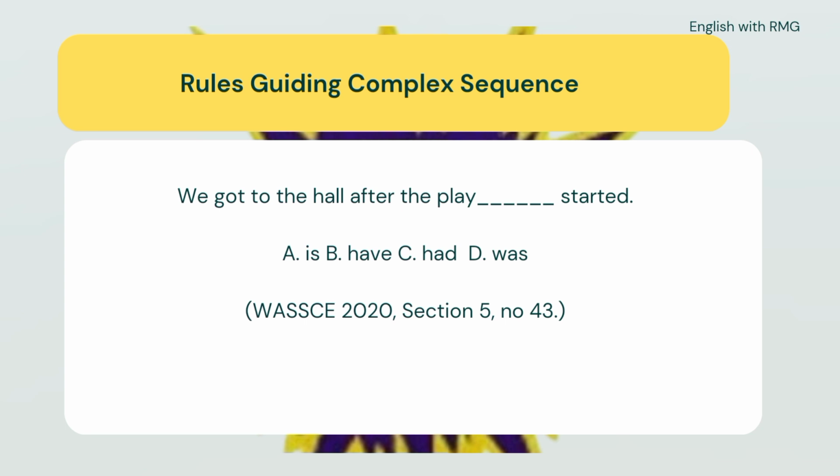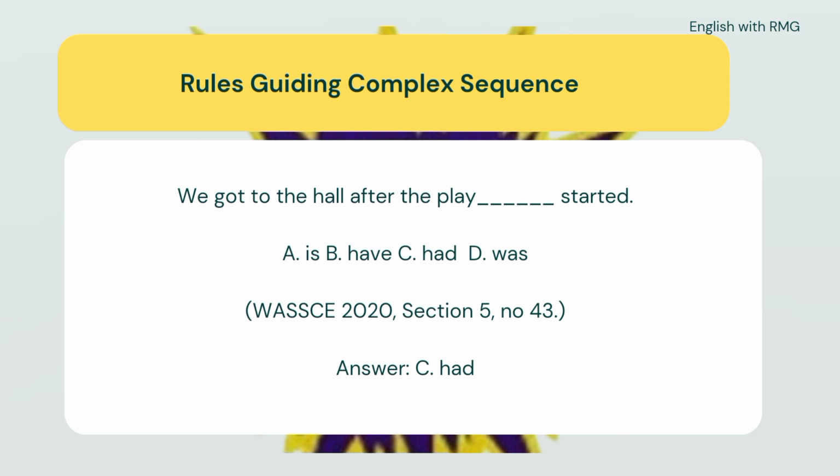So what's going to be our answer? Is it going to be the play is started, or the play have started, or the play had started, or the play was started? So the answer is going to be what? C. We got to the hall after the play had started, because the play started first before they got to the hall. Do you understand?